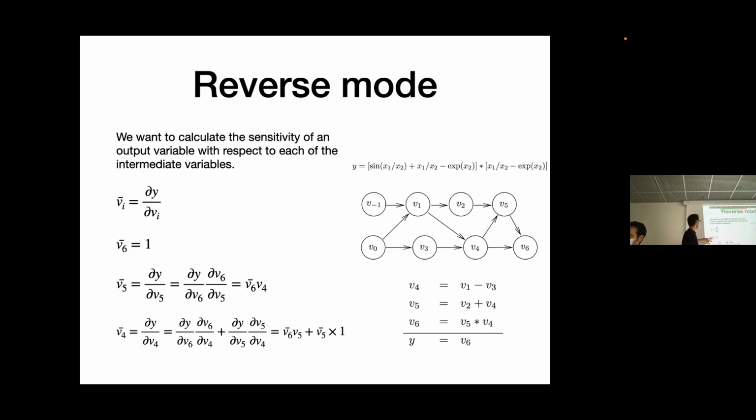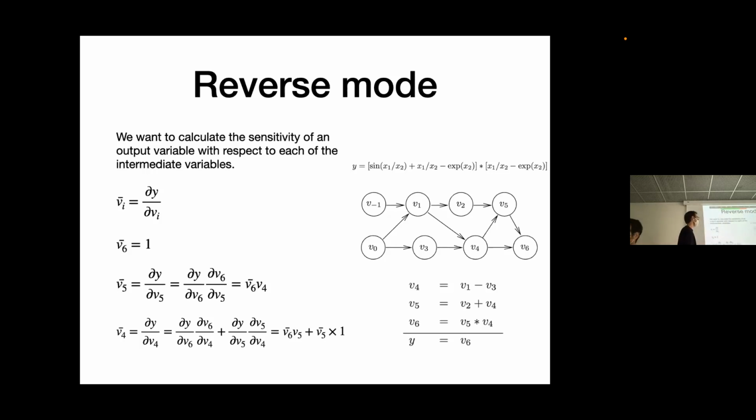So if we look at this, of course V6 bar is the derivative of y with respect to y. Yeah, so it's one. V6 is y. If you look at V5 bar, it's the derivative of y with respect to V5. And again, V5 has only an impact on V6. So that's why you can write the derivative of y with respect to V6 times the derivative of V6 with respect to V5. This is the definition of V6 bar. And V6 is V5 times V4. So if you compute the derivative with respect to V5, it's V4. Okay.